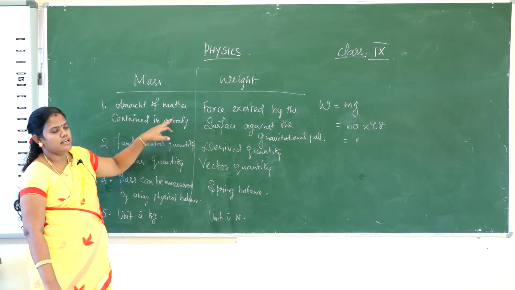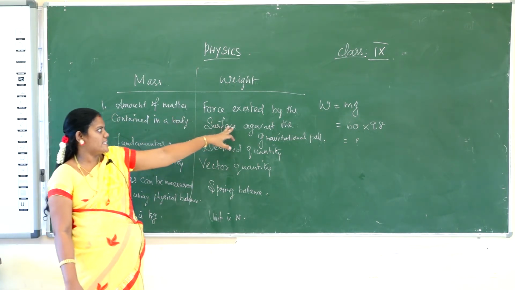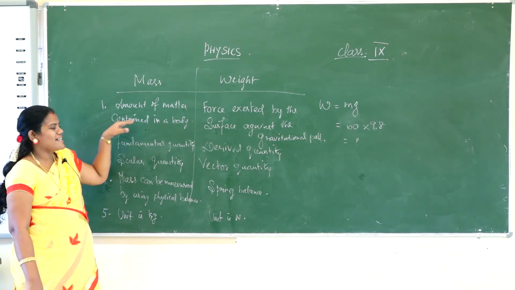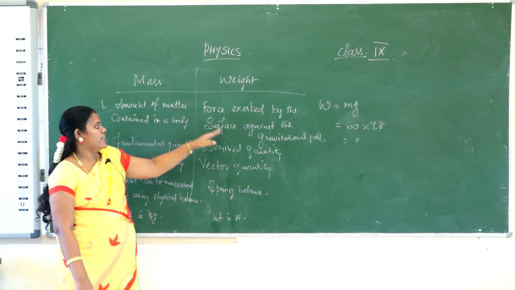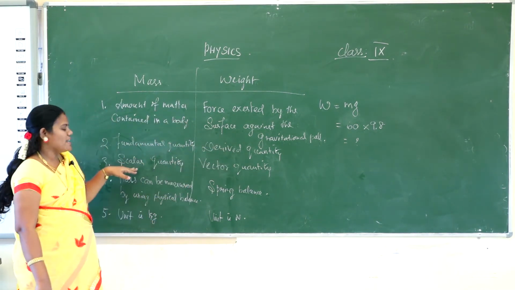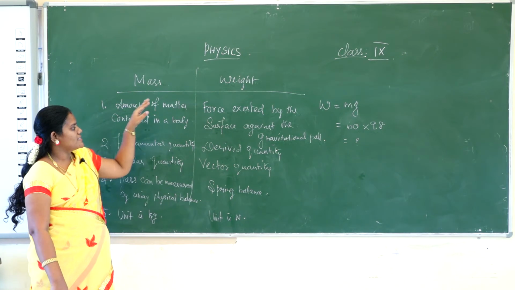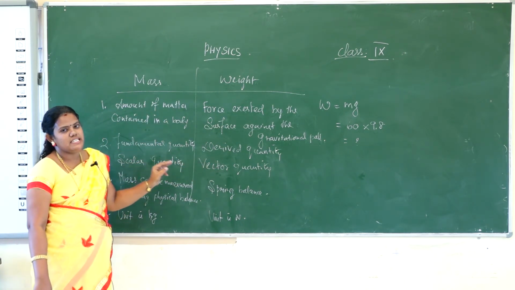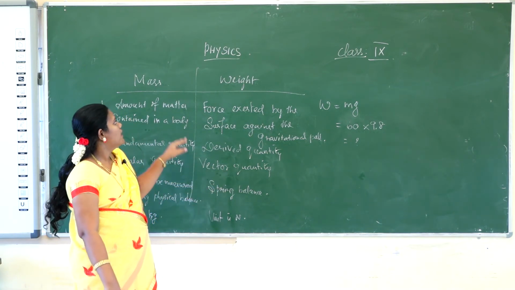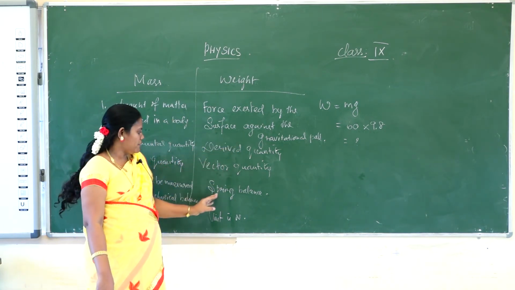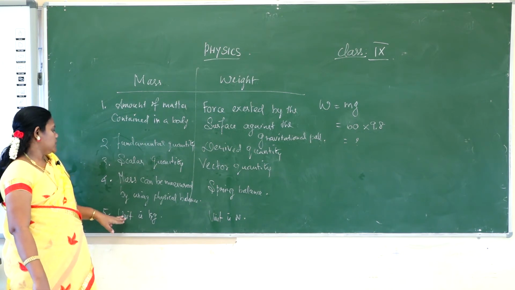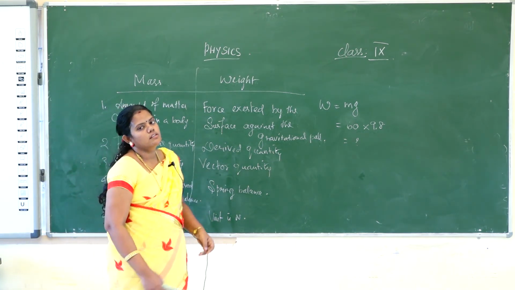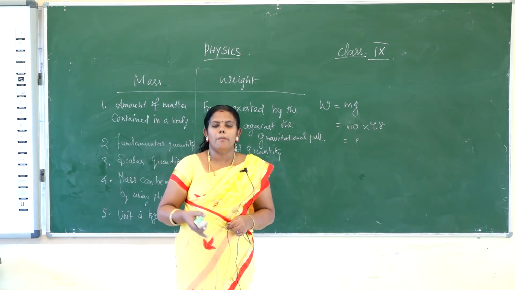First, the amount of matter contained in a body is mass. The force exerted by the surface against the gravitational pull is weight. Mass is a fundamental quantity, and weight is a derived quantity. Mass is a scalar quantity, and weight is a vector quantity. Mass can be easily measured using a physical balance, and weight can be easily measured by a spring balance. The unit of mass is kilogram, and the unit of weight is Newton. Those are all the differences between mass and weight.